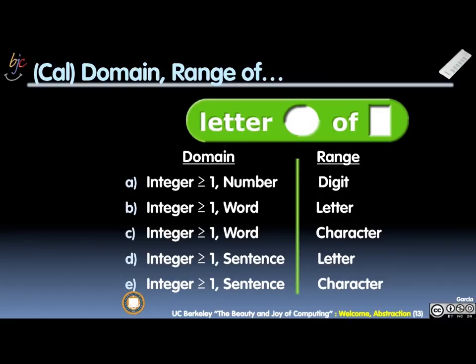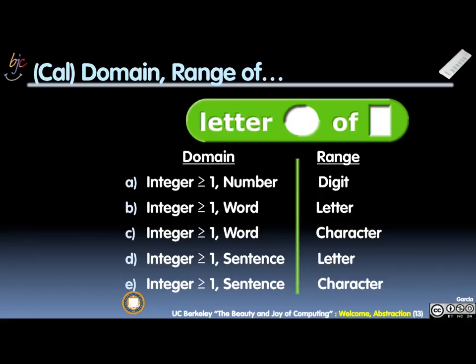So, letter blank of blank. You give it some input, and it's trying to find the ith letter of that. But I'm not going to tell you what those inputs are. I'm asking, if you were to write this block, what would you have as the domain and range? That's what I'm asking, because that's probably what it's doing.